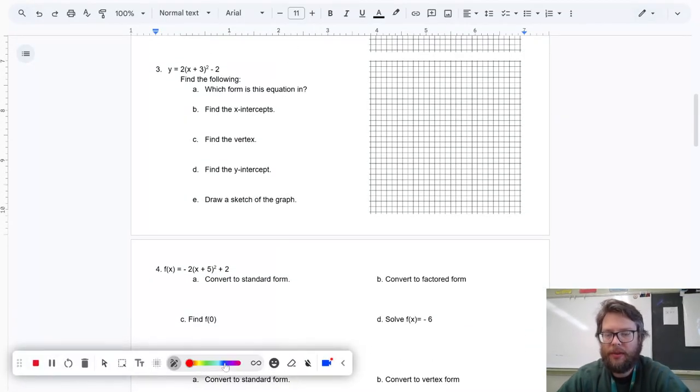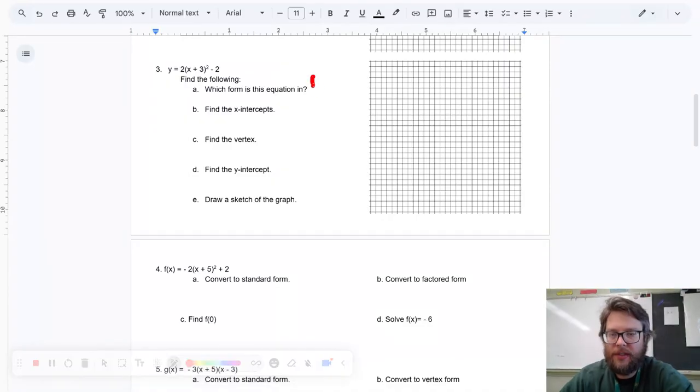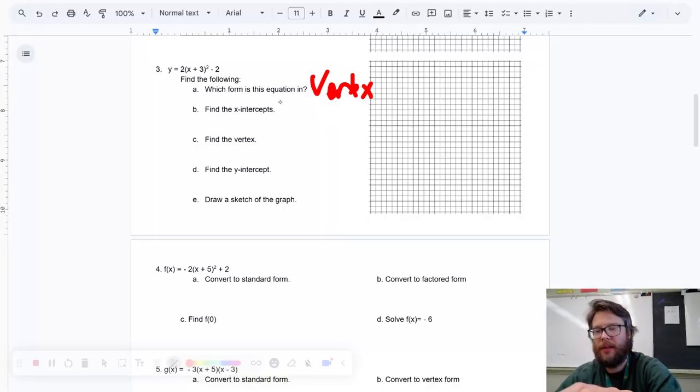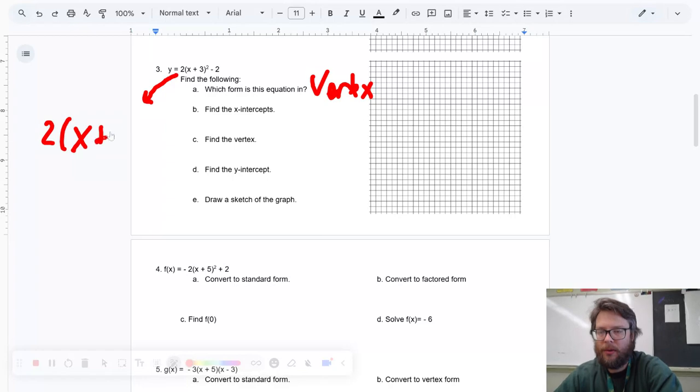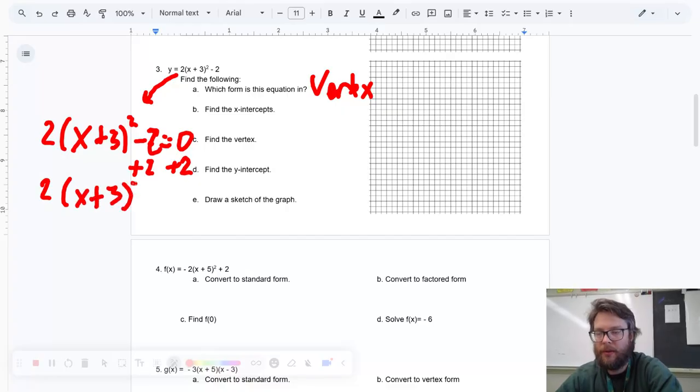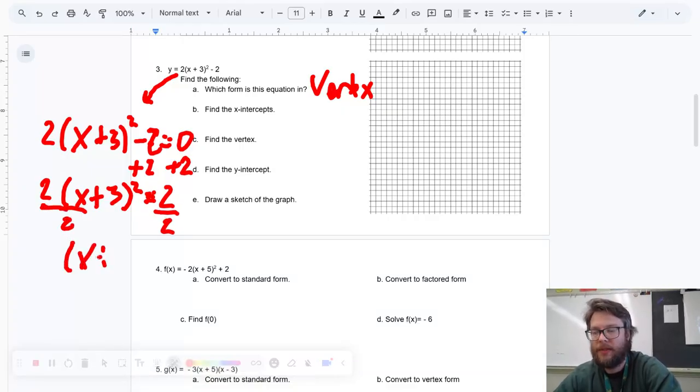All right, last one of these graphing ones. What form is this equation in? It's in vertex form. X-intercepts means I got to figure out what makes it equal 0. So I'm just going to use my equation solving skills. Set the equation equal to 0 and start undoing stuff. Opposite of minus 2. Then I'm going to do the opposite of times 2. So x plus 3 squared is 1.